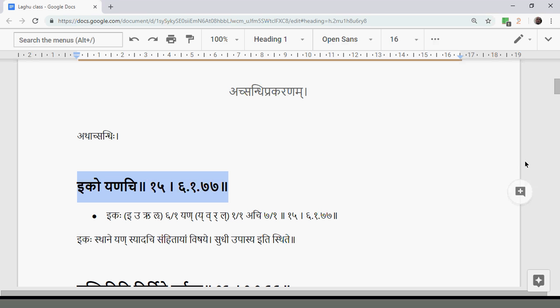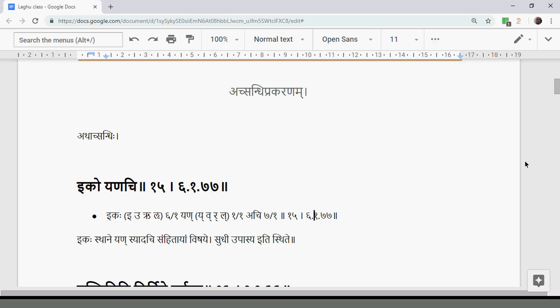Iko yanachi is the first sutra in this achsandhi prakaran. Iko yanachi, there are three padas: ikah, yan, achi. It is in the sixth chapter, first pada and 77th sutra. Here in this section, this is the first sandhi sutra, and this is the basic rule.